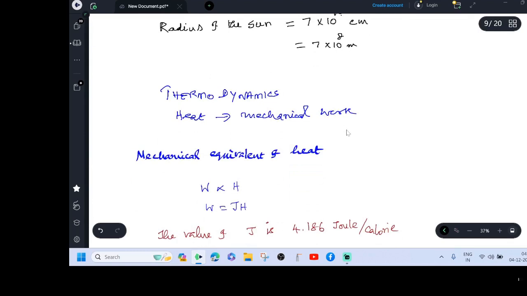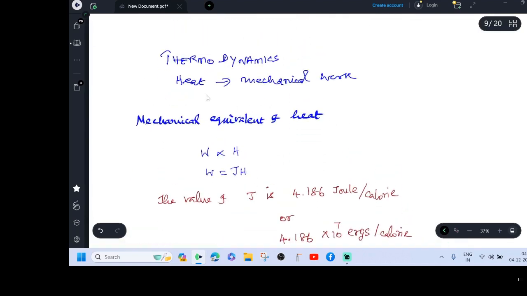Then we will go to thermodynamics, which talks about the relation between heat and mechanical work. Usually, work can be completely converted into heat energy, but the converse is not true. We can't convert the total heat energy into mechanical work.